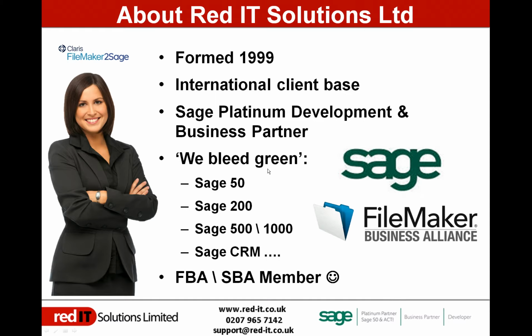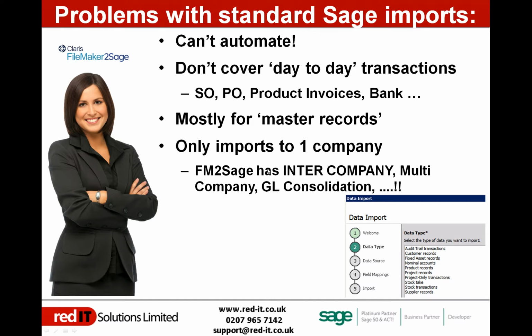So what are the problems with the standard Sage imports? Well, you can't automate any of them. They don't cover any of the day-to-day transactions, and they're mainly for master records, things like customers and suppliers and products. Also, you can only ever import into one Sage company at a time, whereas with FileMaker, and FileMaker2Sage, we can automate that and import into multiple companies simultaneously.